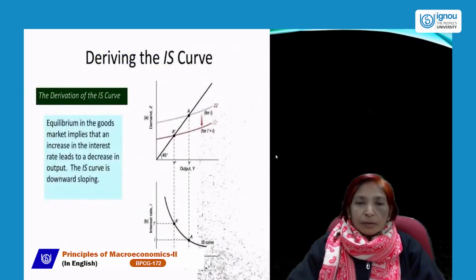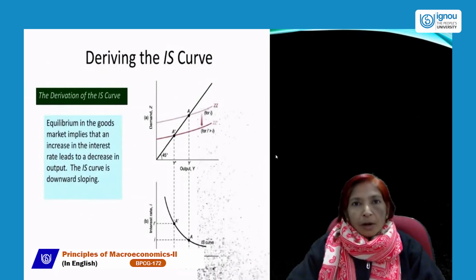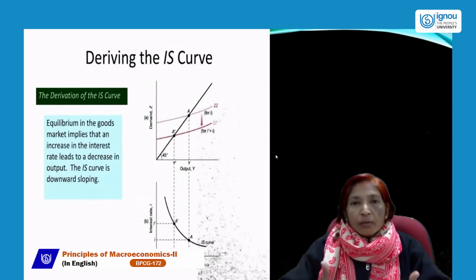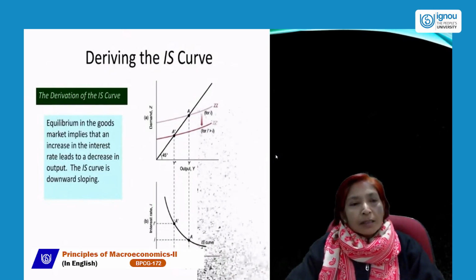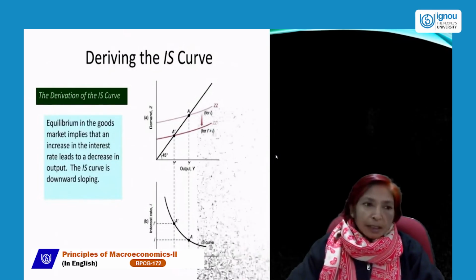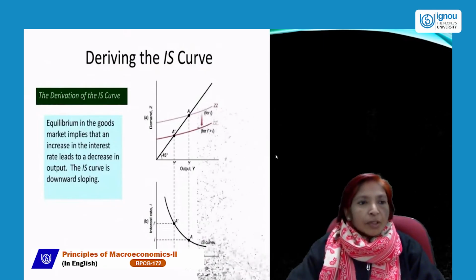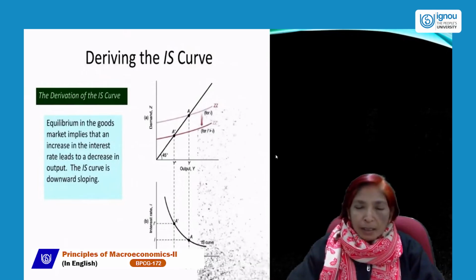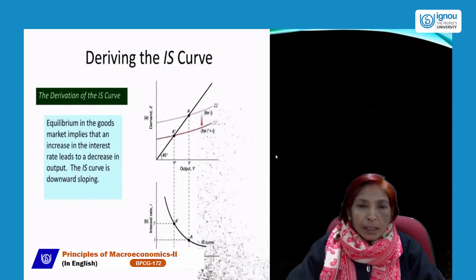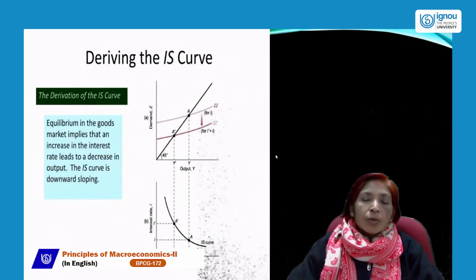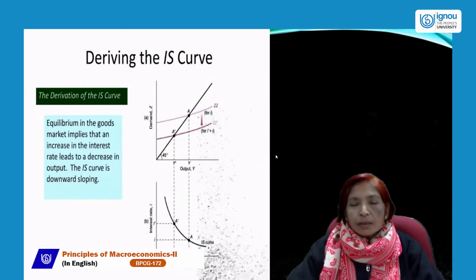How can the IS curve be derived? This is a very important topic. You can explain the derivation of the IS curve, or how we can derive this IS curve. As you know, the IS curve shows goods market equilibrium. So equilibrium in the goods market implies that an increase in the interest rate leads to a decrease in output. The IS curve is always a downward sloping curve.